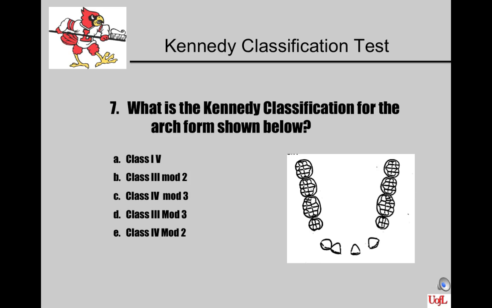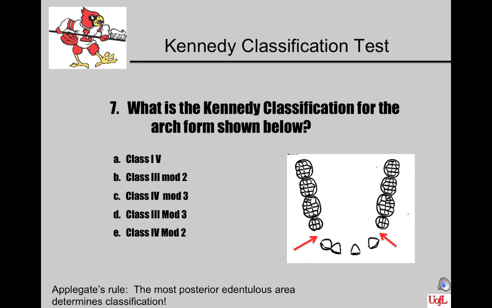What's the classification of this arch? Remember, Applegate's rule says the most posterior edentulous area determines the classification, but you have two of them, one on each side. There's no definition for a bilateral edentulous area with teeth remaining anterior and posterior to it. There is one that says a unilateral edentulous area with teeth remaining anterior and posterior to it. So pick one. Does it matter which one? No, just pick one. The other one becomes a modification space. Now you have 3 modification spaces. So you have a Kennedy Class 3, Mod 3.